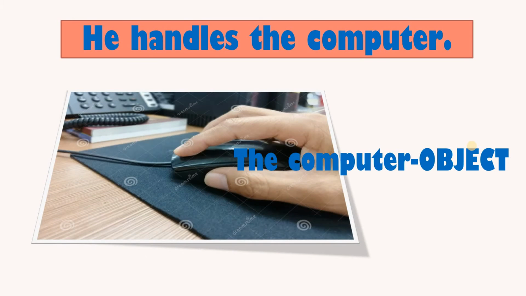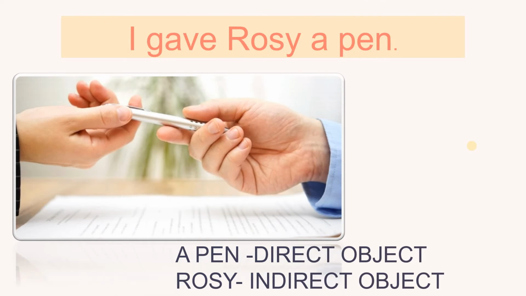He handles the computer. What does he handle? The computer. It's an object. I gave Rosie a pen. A pen is the direct object. Rosie is the indirect object. To whom? Rosie. What did he give? A pen. It's a direct object.